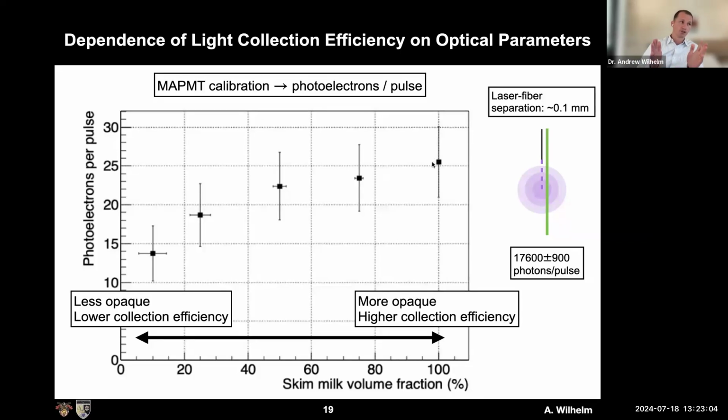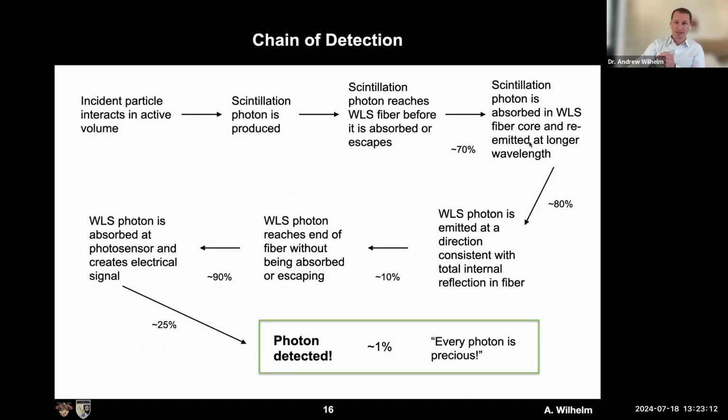So if we continue to shorten the scattering length of this medium, we won't continue to see additional gains, and that's reflected in our estimation that most of the photons are collected into a fiber in a system of this type.